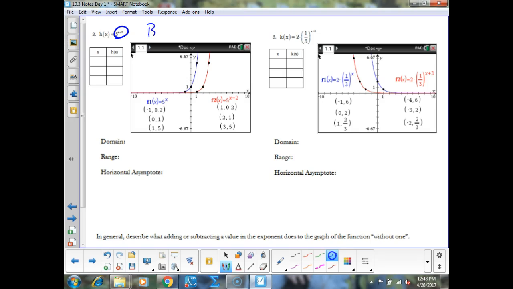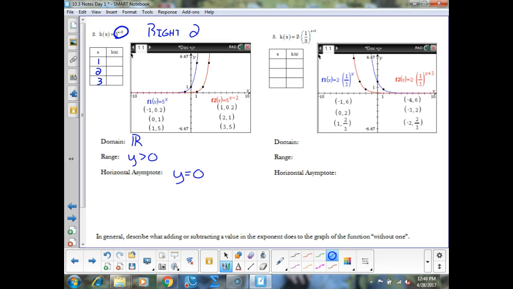Because that is minus 2 in the exponent, that means that's going to be a right 2 horizontal shift. The domain stays all real numbers. The range stays all positive numbers. The horizontal asymptote stays y equals 0. Okay, but the 3 easy points would be 1, 2, and 3, because 1 minus 2 gets me negative 1, 2 minus 2 gets me 0, and 3 minus 2 gets me 1.